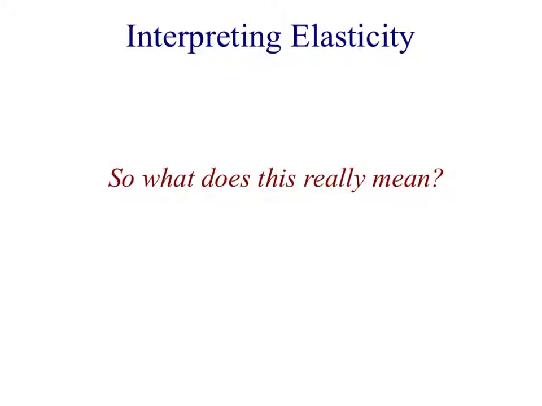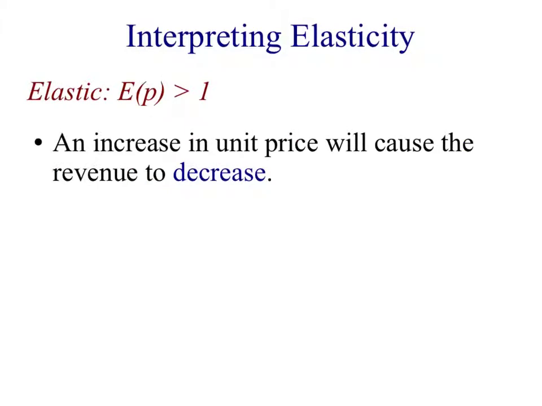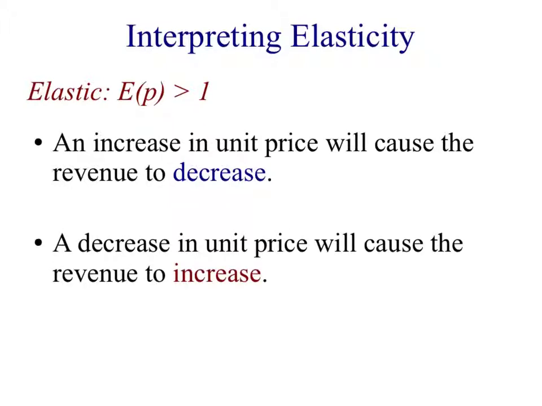So you're probably thinking, what does this really mean? Elasticity really tells us the behavior of the revenue as we change the unit price. For example, if the demand is elastic, in other words E of p is greater than 1, then an increase in the unit price will cause revenue to decrease. If we increase the price, our revenue will go down because demand is elastic. If we decrease the unit price, this will cause the revenue to increase. Again, we're still working with E of p greater than 1.